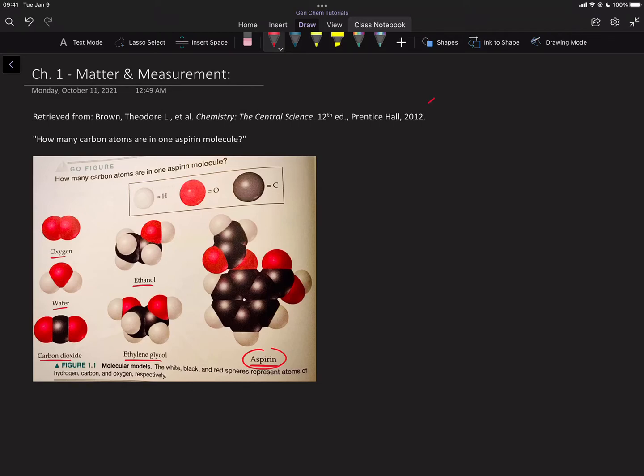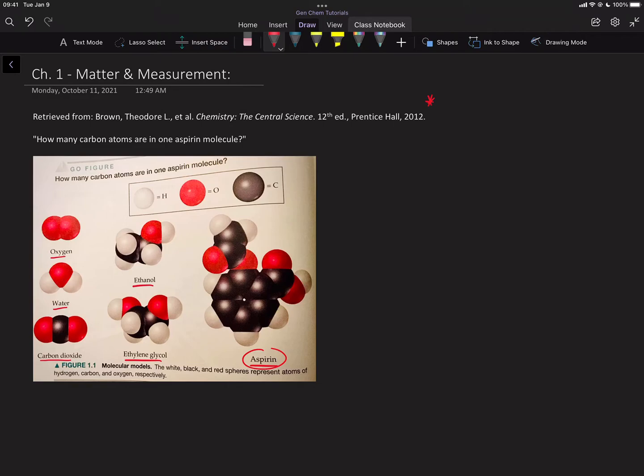Make a little asterisk here. This is the textbook I pulled this problem from. Brown and Others, Chemistry, Central Science, 12th edition, 2012. Taken from chapter 1, about matter and measurement.